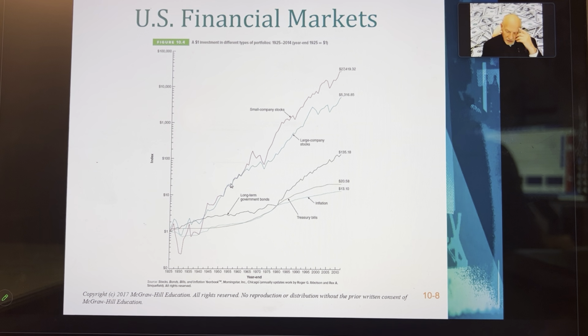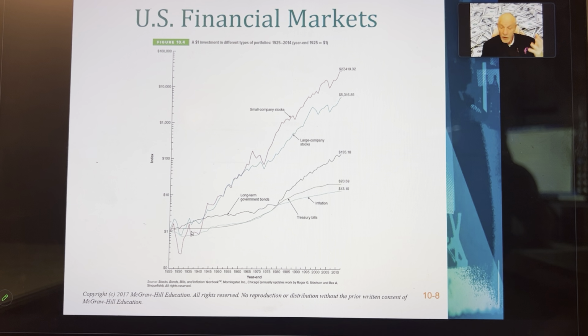What this doesn't take into account is diversification, which is probably the most important element in risk management in an equity portfolio. So if you had bought one small company stock in 1925, you had a pretty good chance that by 1929 or 1930 or 1933, in the depths of the Depression, the company would be out of business. If you bought 100 small company stocks, you had a good chance that, I don't know, 10%, 20% of them would survive.